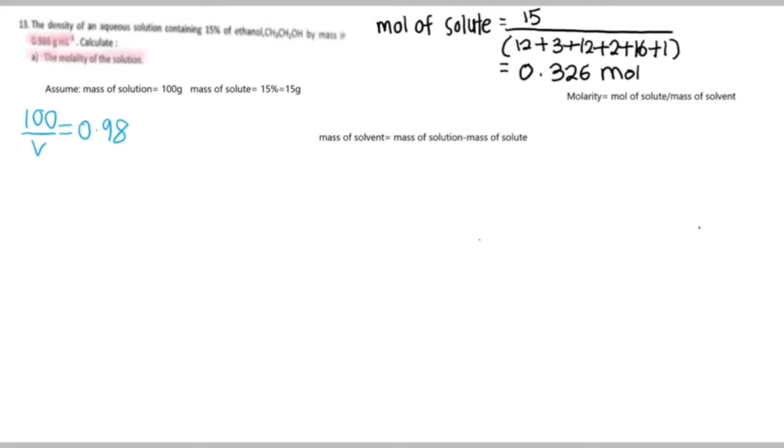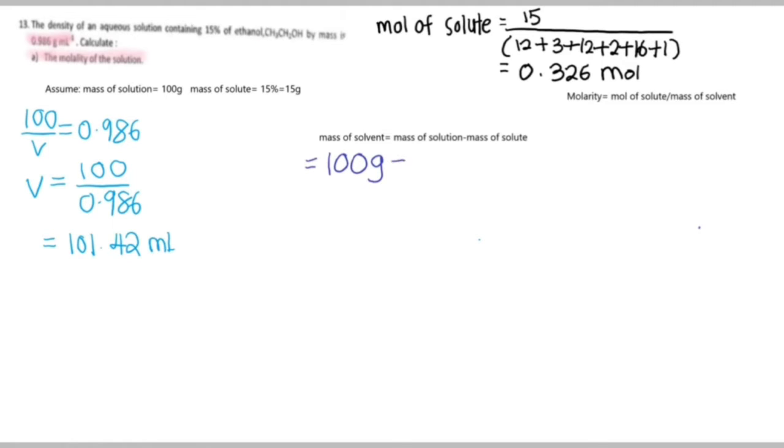Before we do this question, we need to assume the mass of the solution and also the mass of solute. The question gives that the mass of solute, which is the mass of ethanol, is 15%. That means the mass of the solute is 15 grams, and we also assume that the mass of the solution is 100 grams. From that, we can know the mass of the solvent. We just use the mass of solution minus the mass of solute. We will do this later.